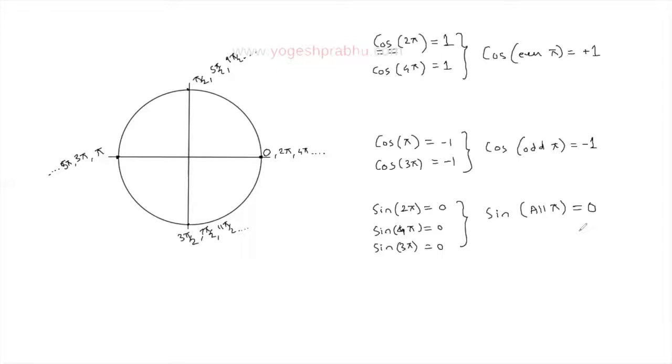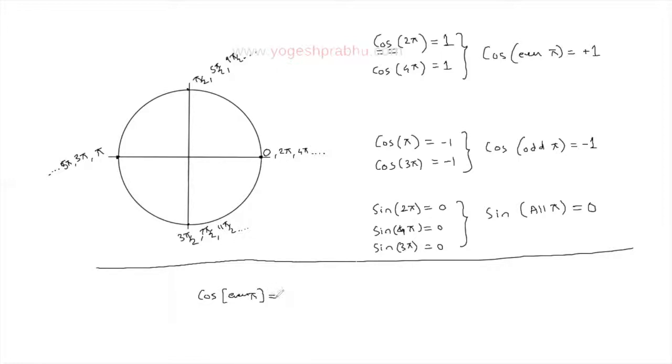Okay, so this is just to make you understand how things work. But now I'm going to write down the conclusion in a nicer way, that supposing if I have cos of even number pi, okay, the answer is plus 1. Tell me, what is cos of 44 pi? 44 is an even number, so you'll get cos of 44 pi as plus 1. What if I want to find, say, cos of odd pi?